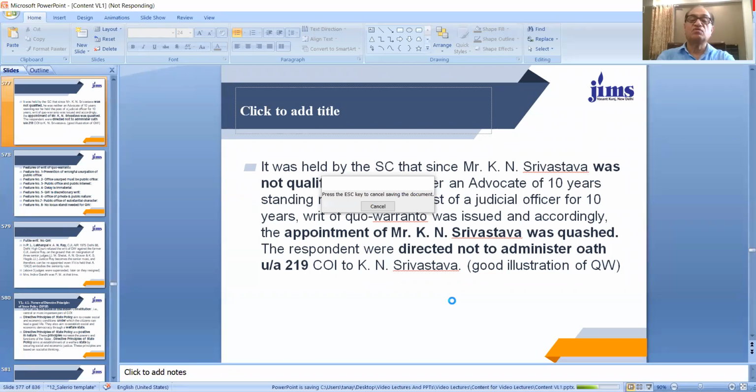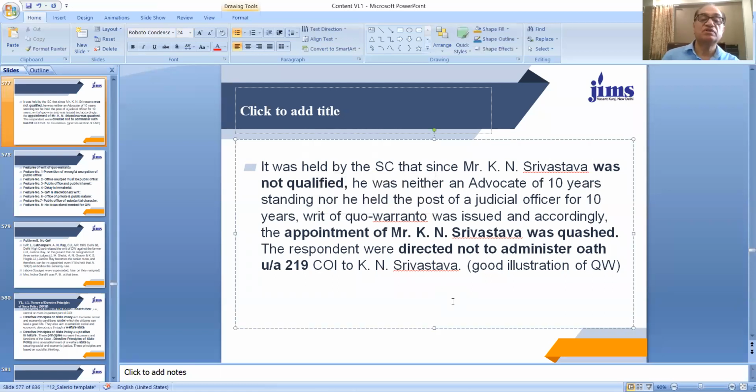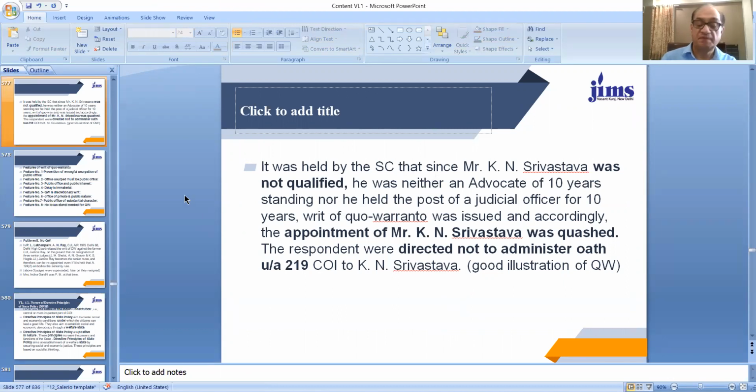So a writ of quo warranto was issued and accordingly the appointment of Mr. K.N. Srivastava was quashed. The respondents, Union of India, were directed not to administer the oath of office of the High Court judge to Mr. K.N. Srivastava under Article 219. This is a very good illustration of a writ of quo warranto. So dear students, this is a nutshell summary of all the writs before you.